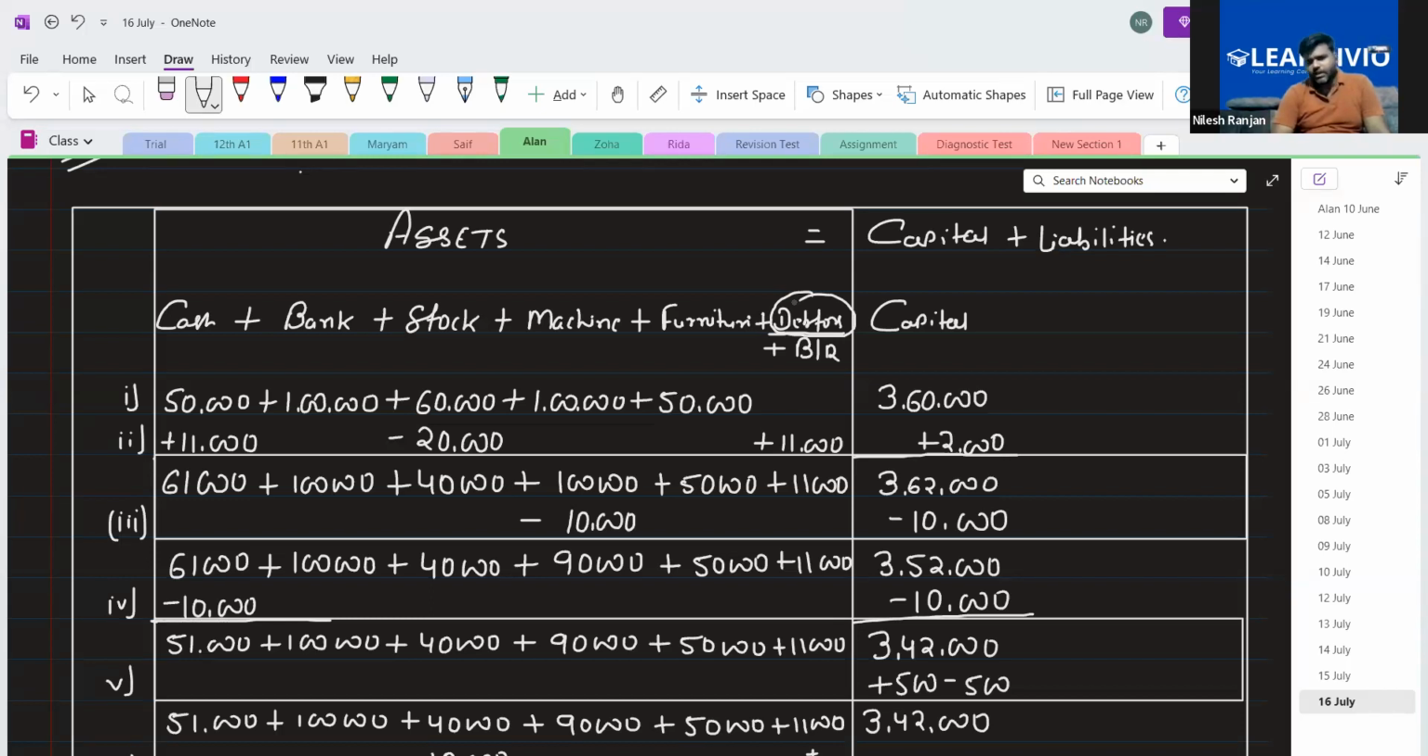Okay. Match the items one by one. If you are incorrect, then write this. Not only write this, first match this and tell me where you have made mistakes. So how many mistakes have you done? I have found that you have done this mistake in the second transaction. Now, the third one, is this correct? Yes, sir. Third one is correct. 10,000 machine. Fourth one, cash and capital.